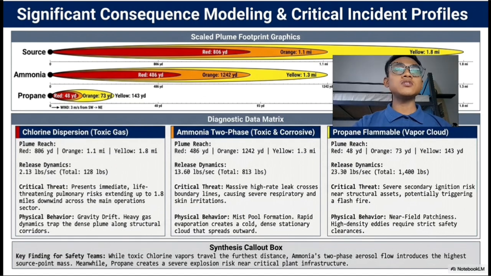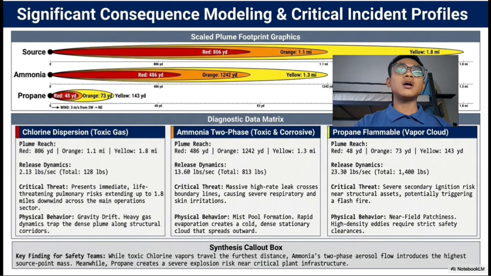So the significant consequence modeling and critical incident profile have appeared here. Scale plume footprint graphic, which is the source for ammonia, propane, and chlorine. And then the critical threat is present for chlorine. The critical threat is immediate life-threatening, and the physical behavior is gravity drift. Heavy gas dynamics trap the dense plume along structural corridors.